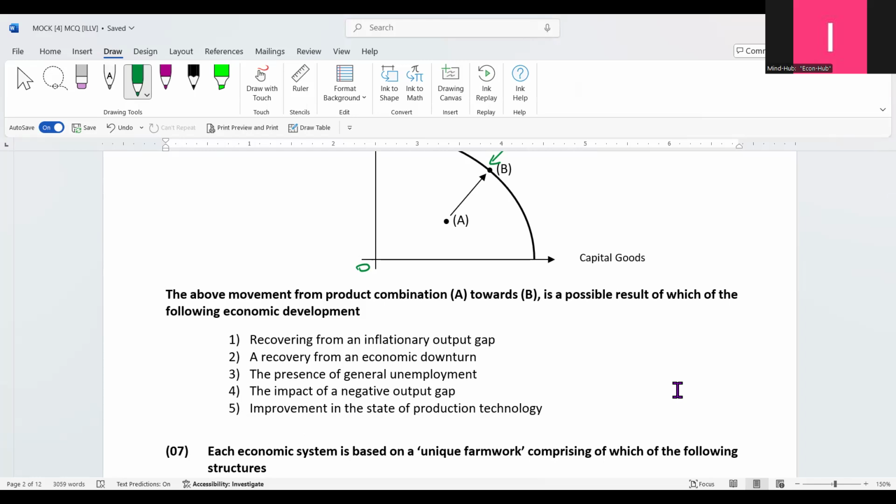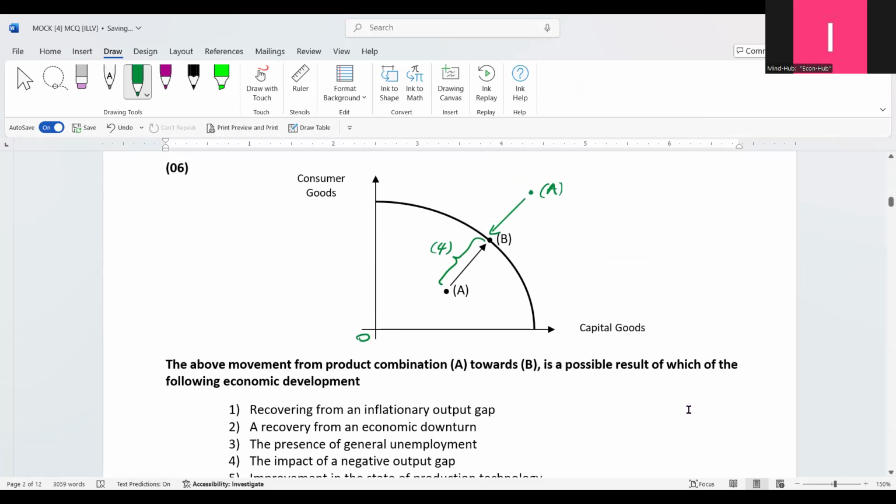The impact of negative output gap, again, we will be at point A and we will show the gap with a bracket between A and B. We will indicate it something like this. This is negative output gap. Is that clear? What is indicated with number 4? Negative output gap. Improvement in the state of production technology, the curve will shift outwards. It's not a movement of a point. So correct answer number 2.